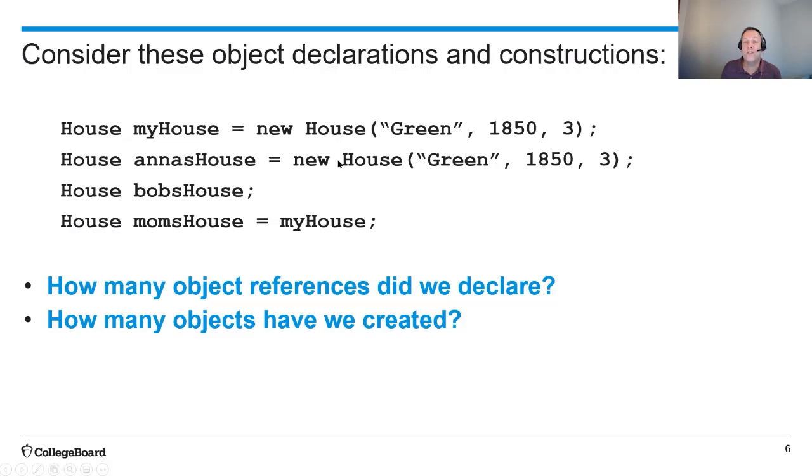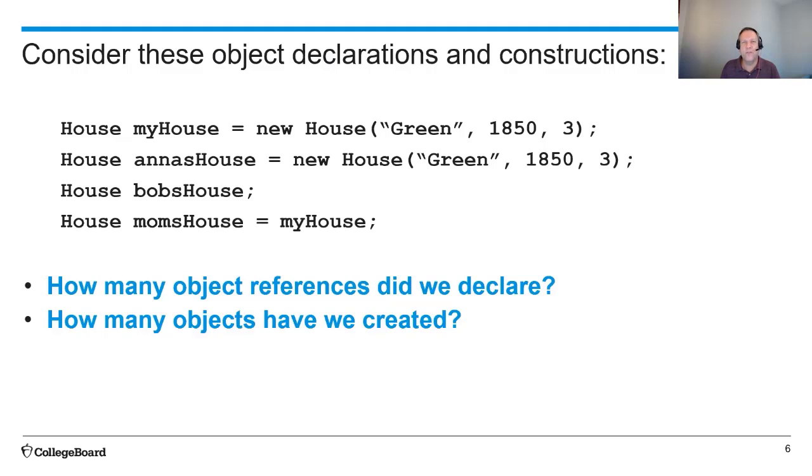bedrooms, but these are separate objects, right? It's just like if you go into a neighborhood and you see two houses that are the same color and same size, same number of bedrooms, but they're completely different houses. One's my house, one's Anna's house. Bob's house is just a variable, hasn't been constructed yet. And then Mom's house, I set it equal to my house. So what happened there? I didn't actually create a new house. I just gave my house another name as well. Now my house can also be referred to as Mom's house.